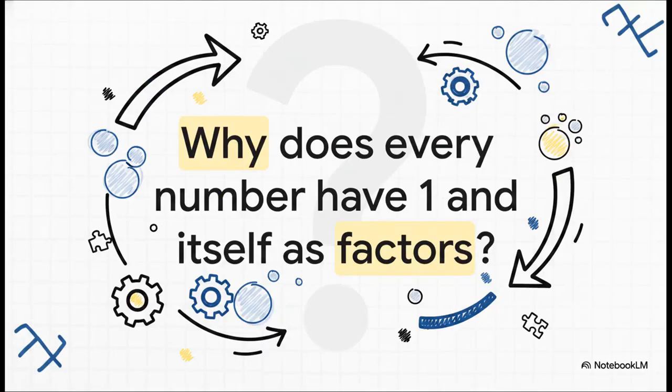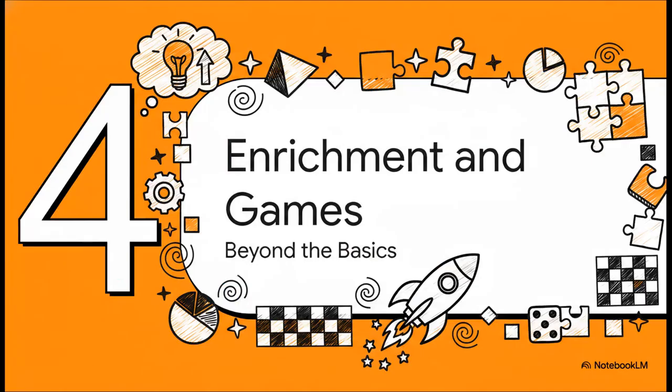So, as the lesson shifts out of direct instruction and into guided practice, the teacher begins checking for understanding. But they move way beyond just basic rote memorization here. They start challenging the room with critical thinking questions. They'll ask things like, how do you know when to stop checking numbers? Or, why does every single number have 1 and itself as factors? By forcing the students to actually articulate the why behind the rule, the teacher is verifying genuine comprehension. No lucky guessing allowed. Section 4, Enrichment and Games.